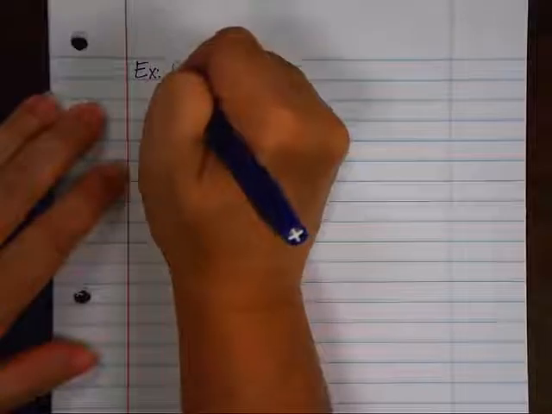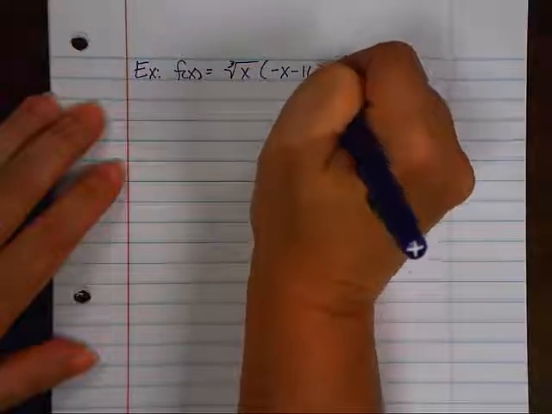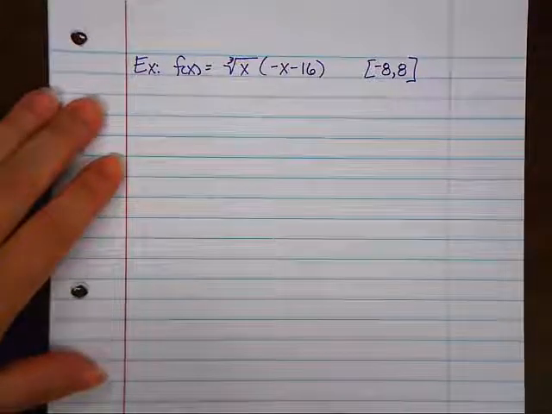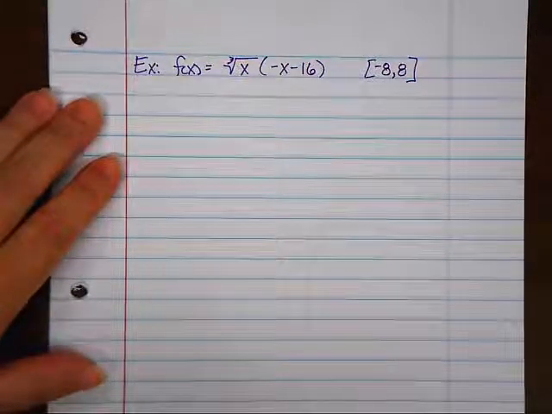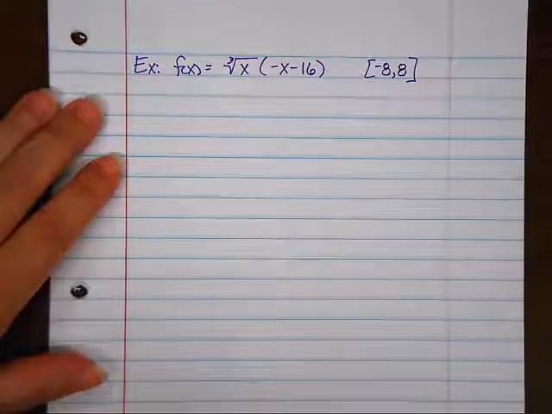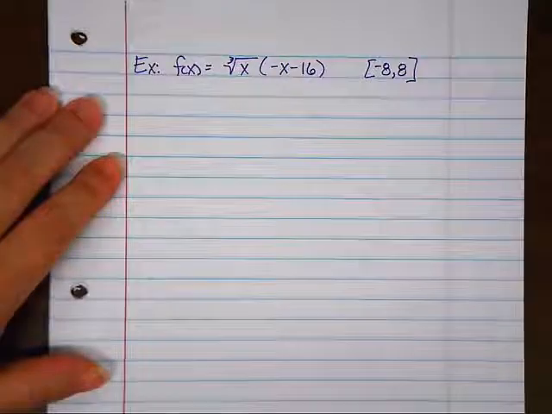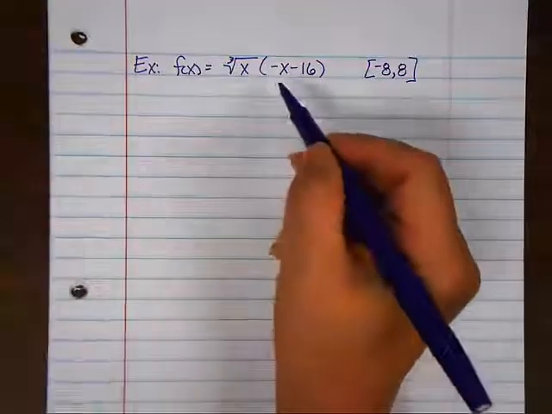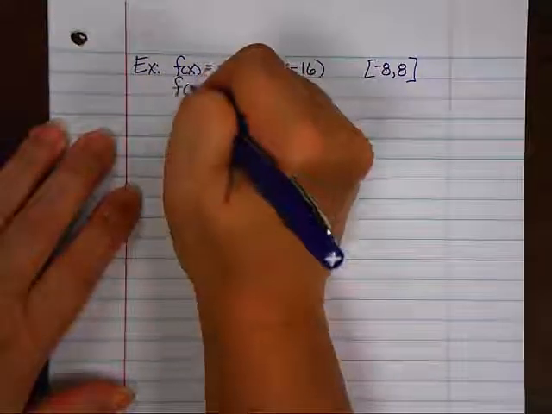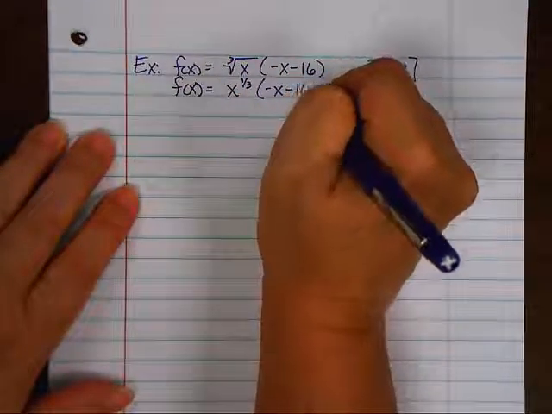F of x equals the cube root of x times negative x minus 16 on the interval from negative 8 to positive 8. Okay. So, I know in a minute I'm going to have to take the derivative. Does this one need any work to clean it up to make the derivative a little bit easier? Yeah, let's do that. X to the what power? 1/3, parentheses, negative x minus 16.